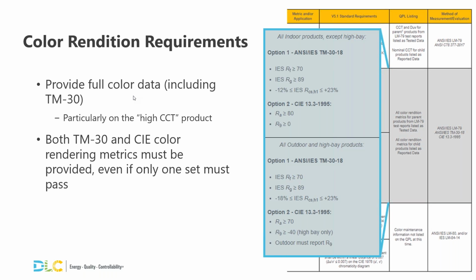Per the requirements, products can qualify through 2 different methods, using CRI and R9 or by using the TM30 metrics. Even though one set of requirements must be met in order to qualify products to the QPL, both are needed to be provided in the LM79 color reports and on the application form.